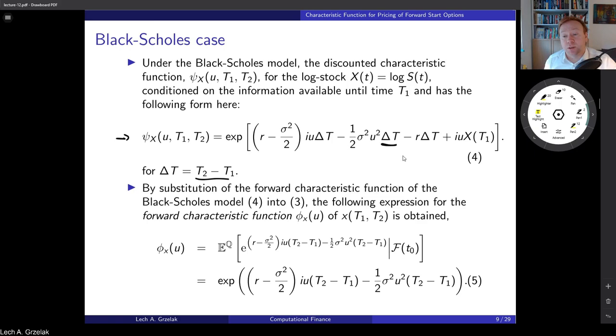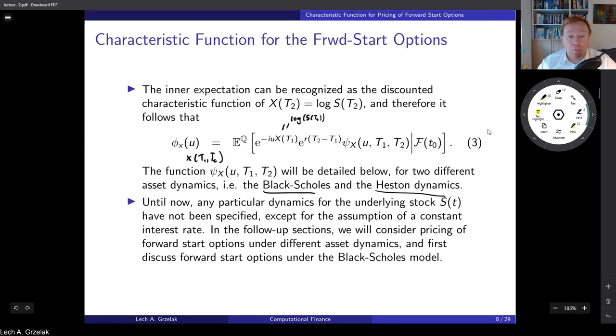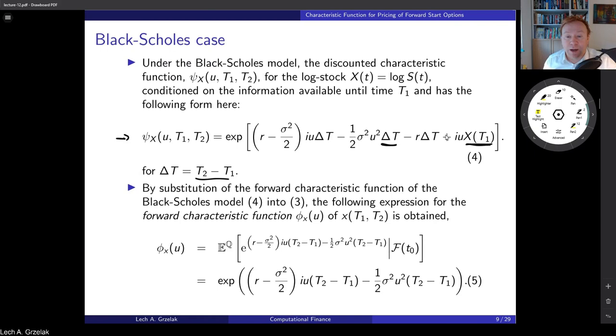Now, once we have this psi, we have to plug it into the outer expectation to get our forward characteristic function. Once we do that, we end up with the following expression. You see that we have here i u X t1. And if we go back to our slides, we see actually we have a minus u X t1. So this obviously will cancel out, so we don't have this dependence on X anymore. And then we end up only with an expression where there is no stochasticity. Everything is deterministic. So this means that if we would like to get the forward characteristic function for the Black-Scholes model, it doesn't really depend on x0.